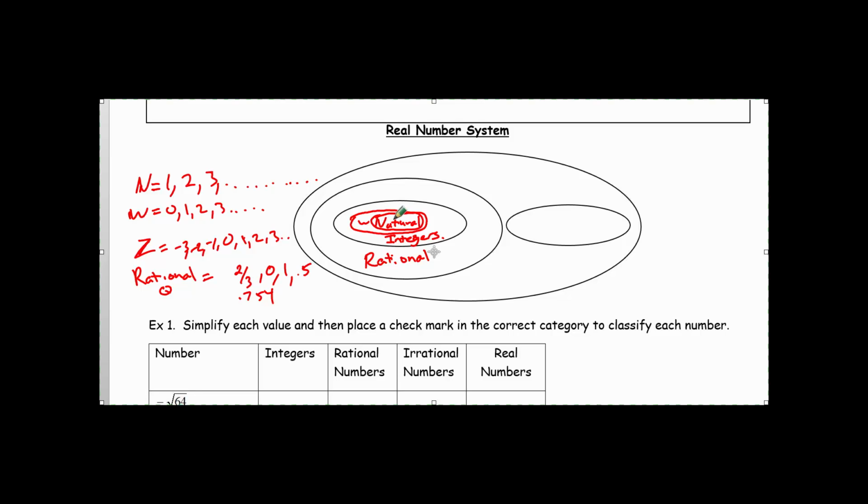So if you are a natural number, you are an integer. You are a whole number too. You're an integer, but you're also a rational number. What are the other circles?